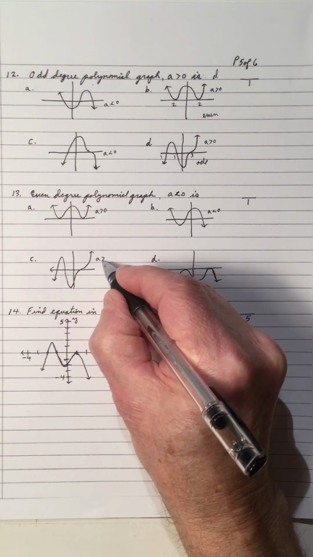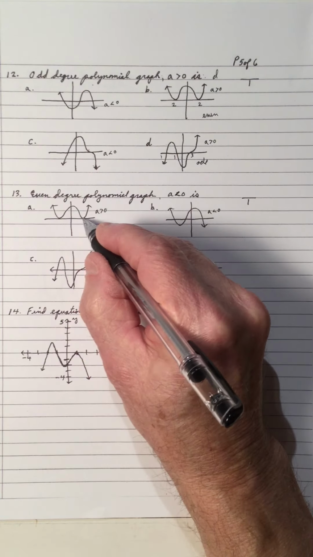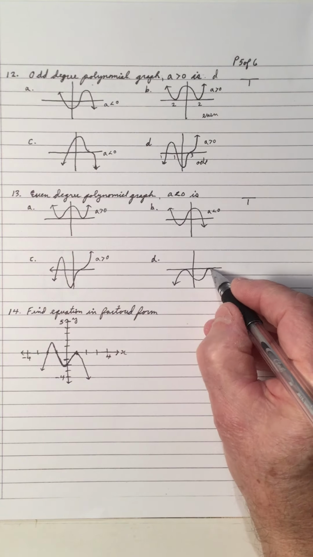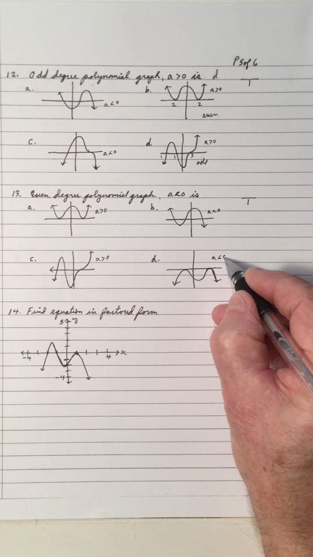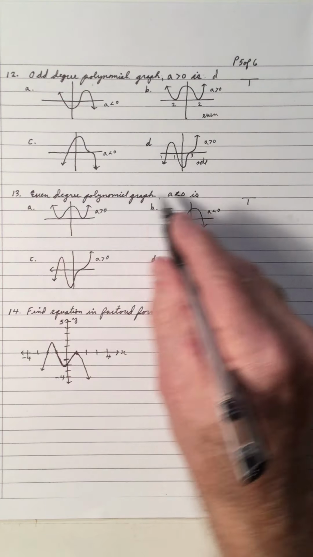This is a greater than 0 because you're going up on the right. I always look at the x-intercept that's on the far right. And this is going down, so a is less than 0. So it's not these two, it's one of these two. And it's an even degree.